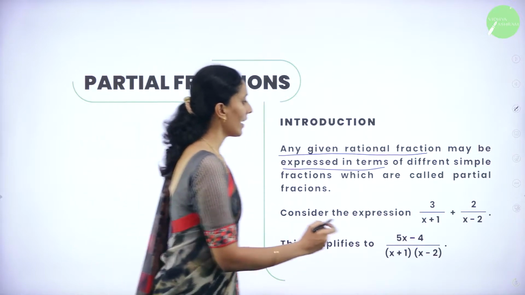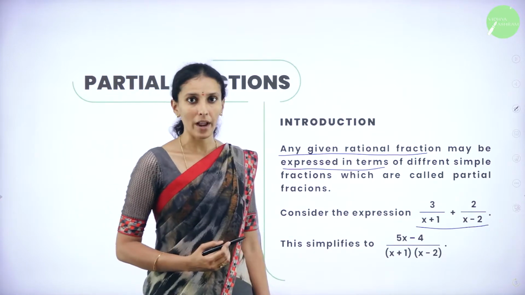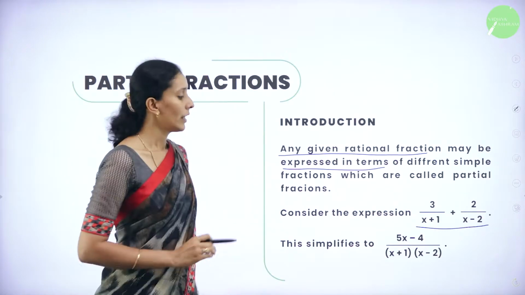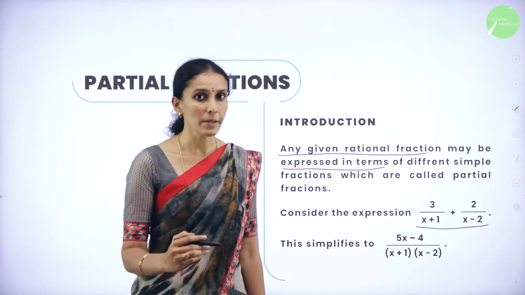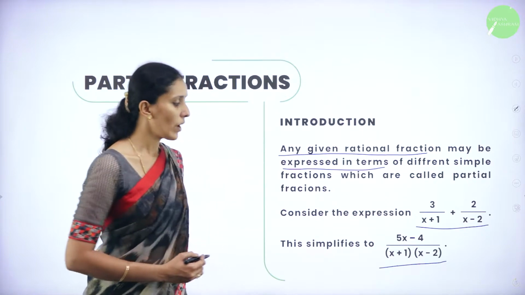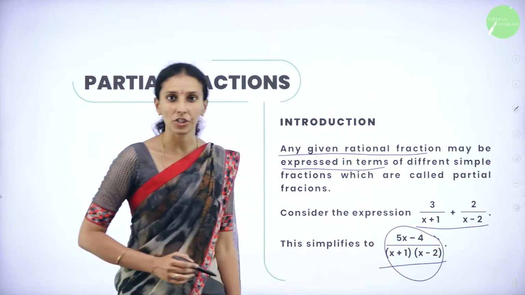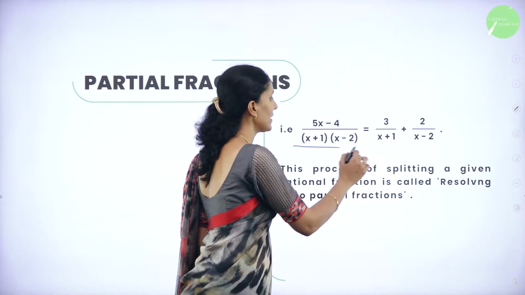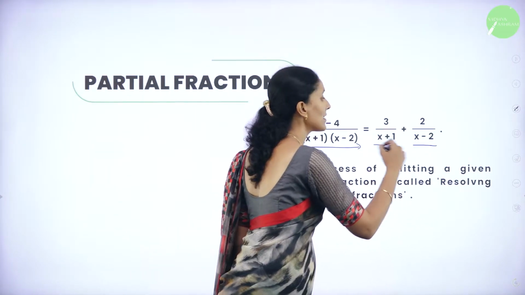For example, here I have taken two fractions: 3 by x plus 1 plus 2 by x minus 2. When you simplify it, the answer is 5x minus 4 divided by (x plus 1)(x minus 2). So what is this? This is an example of a rational function or rational fraction. When you split this rational function into simple different fractions, these are called partial fractions.